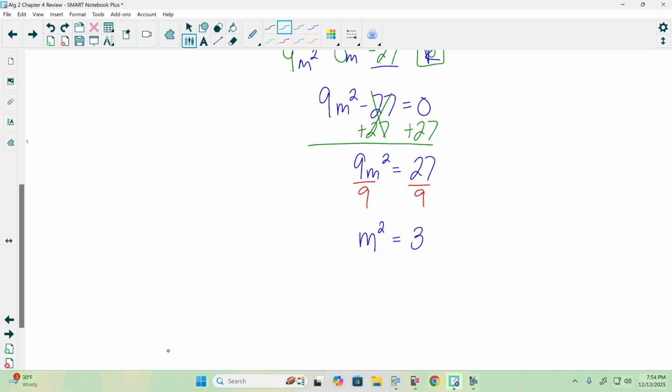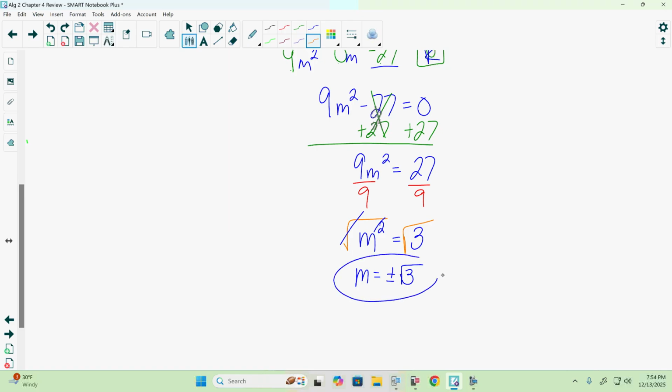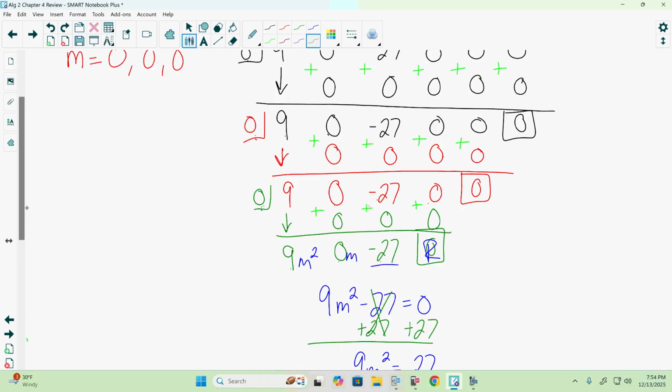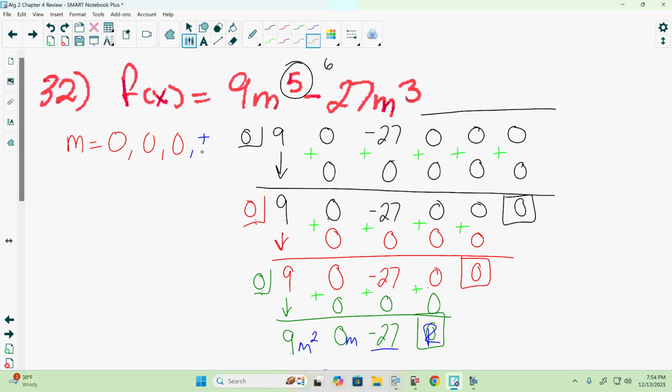Since the m squared term is by itself, we can take the square root of both sides. The square and square would cancel, giving me m by itself. Plus or minus, because we took the square root of both sides, and since the square root of 3 does not reduce, it tells me plus or minus the square root of 3. So I have 0, 0, 0, and plus or minus the square root of 3.